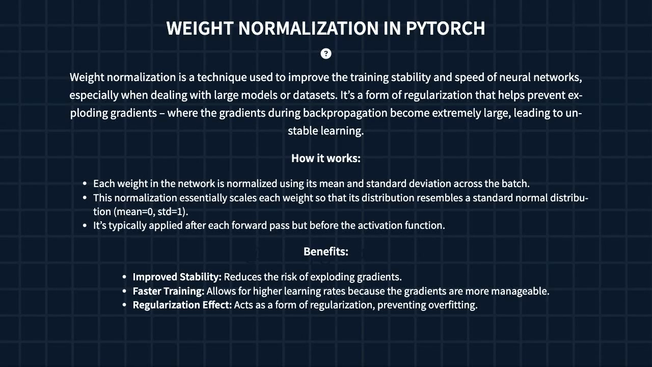Let's talk about weight normalization. It's a really handy trick when you're training big neural networks. Basically, it's like giving each weight in your model a little nudge to keep its values within a reasonable range. Think of it as preventing those gradients from going haywire and causing the whole training process to become unstable. It helps the network learn faster and more reliably by making sure that updates aren't too huge or too small, and can even help prevent overfitting.